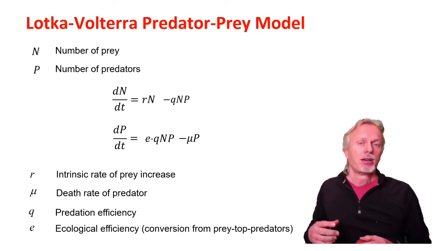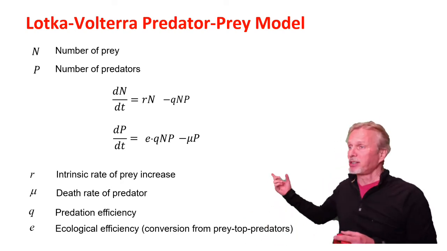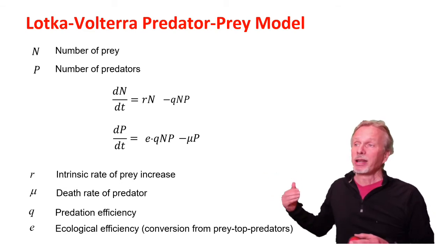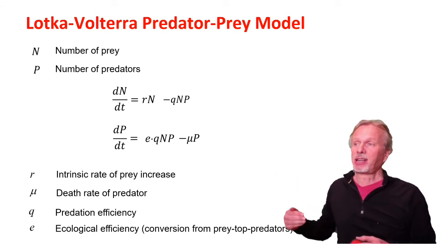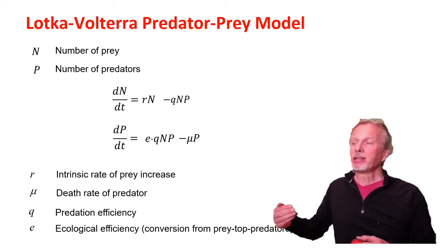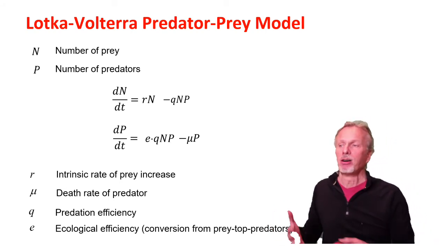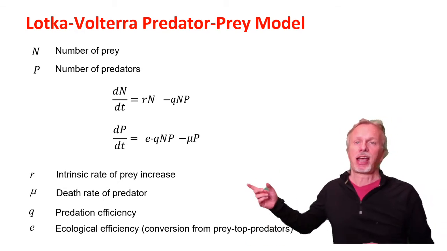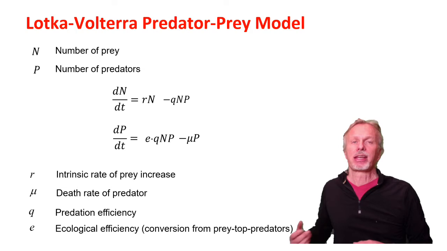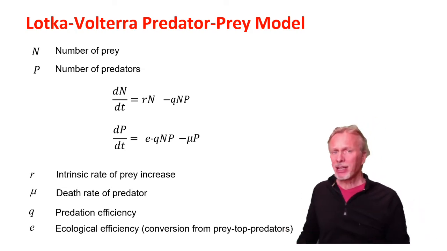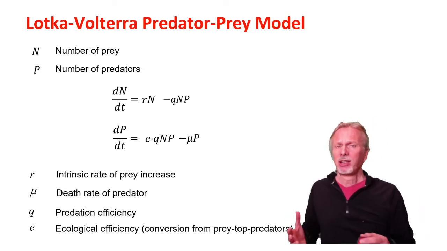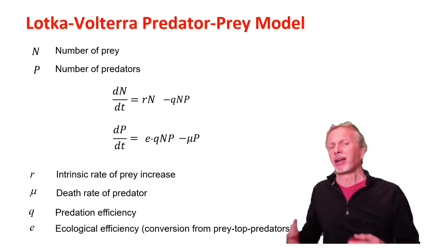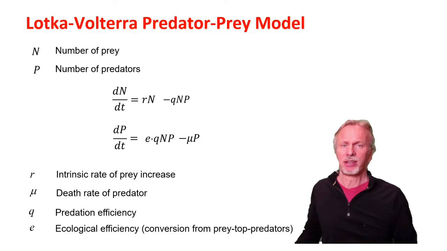There is another element that is important here, as you can see, that is whenever a predator successfully attacks a prey, we need to account for the ecological efficiency. So the conversion from the prey to the predator, which is here described with the letter e, the ecological efficiency. In terms of biomass, just to mention, the typical ballpark number is around 10% ecological efficiency.